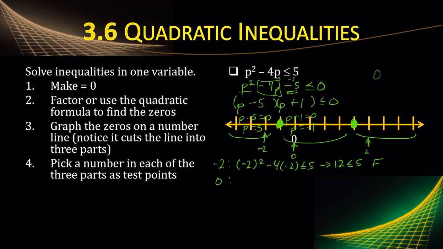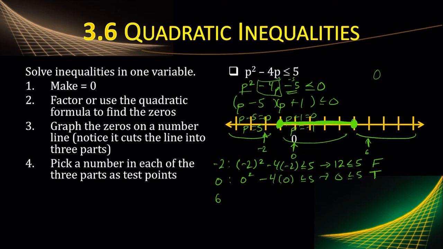Let's try the 0. 0 squared minus 4 times 0, less than or equal to 5, which gives us 0 is less than or equal to 5. That is true. We like that part, so we're going to draw a line over that part.